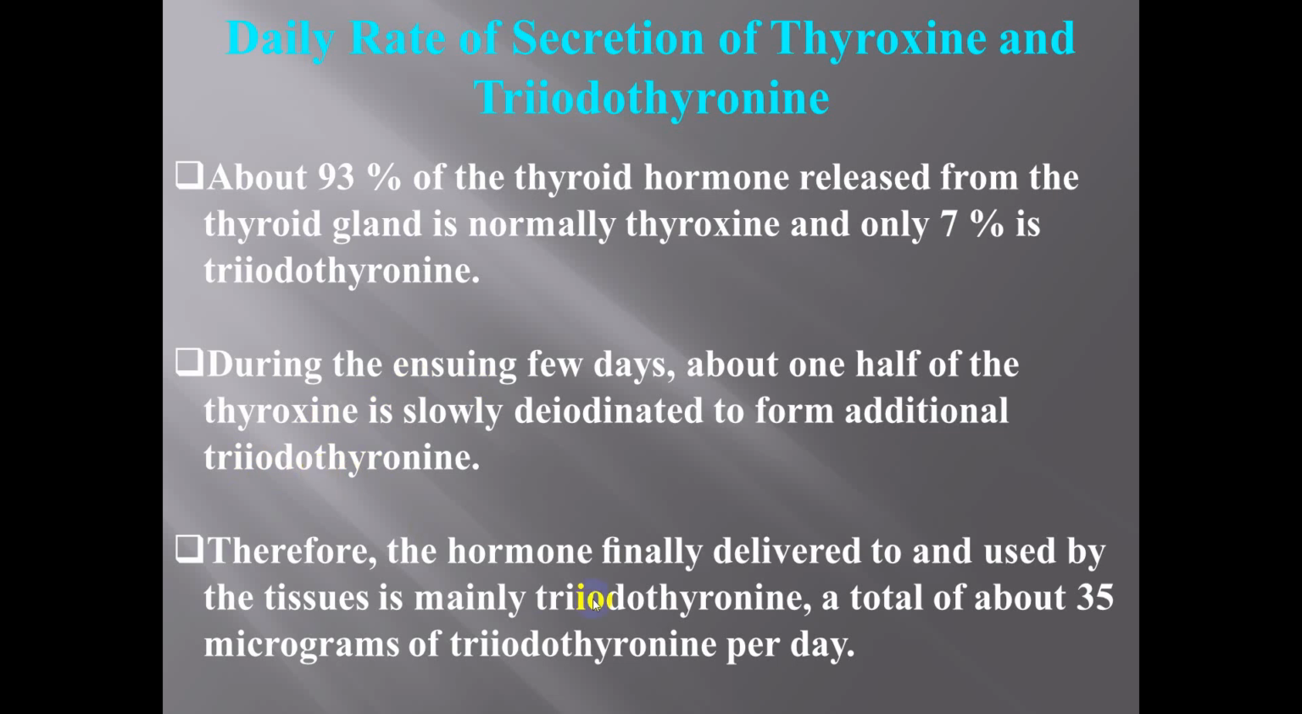Therefore, the hormone finally delivered to and used by tissues is mainly triiodothyronine, a total of about 35 microgram of triiodothyronine per day. إذا احنا in the blood راح يصير عمليات الديأيودينيشن يتحول T4 إلى T3 ويدخل للتشو بهيئة T3 اللي يحتاج حوالي 35 مايكروغرام per day.